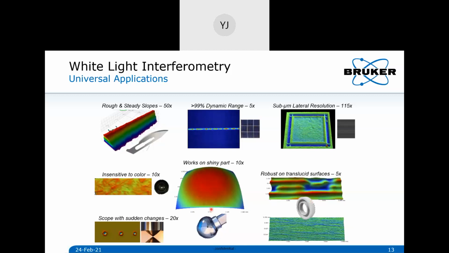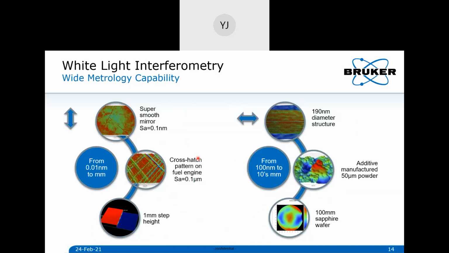Maybe what you can also infer from this lens and these kinds of things is that you can capture fully specular reflective surfaces, translucent surfaces, transparent surfaces. Yeah, you can capture different types of surfaces, right? Not only in roughness, but also in terms of the quality of the surface, reflectivity, and other properties. So the white light interferometry, I just want to talk about here.